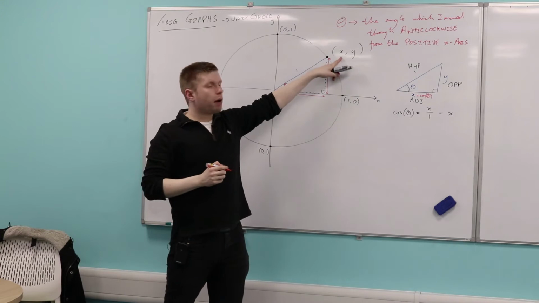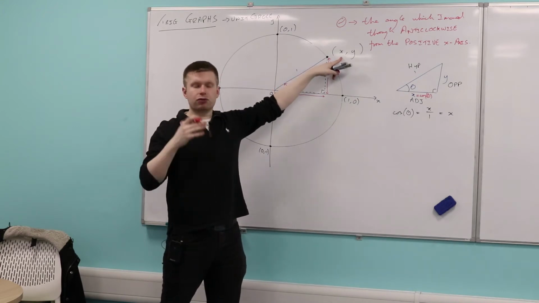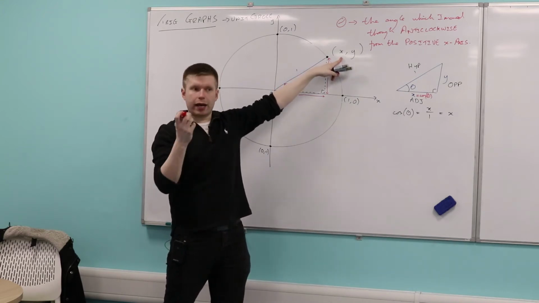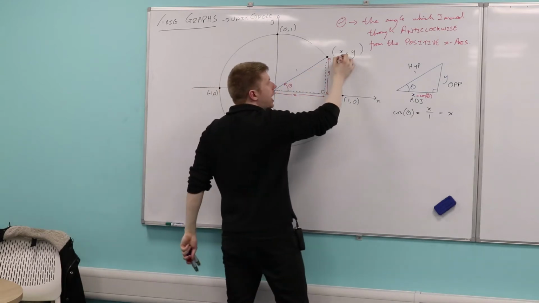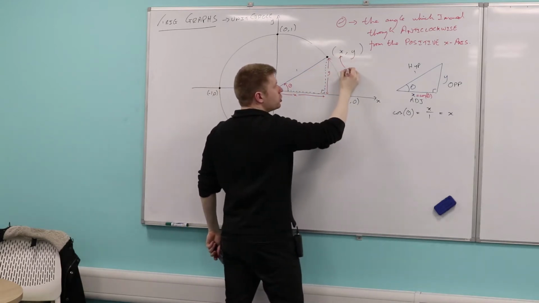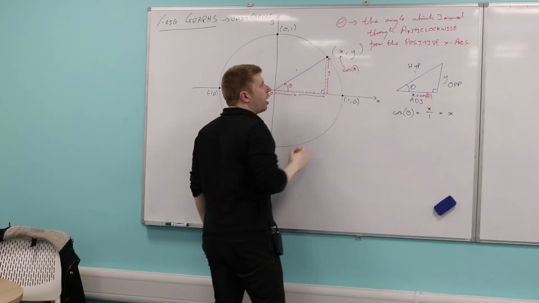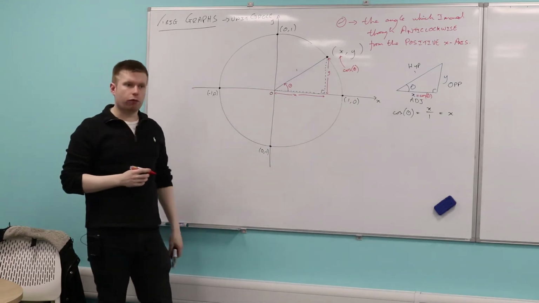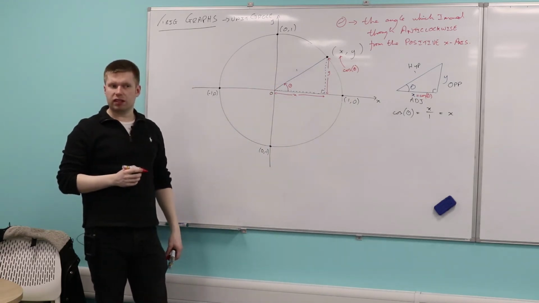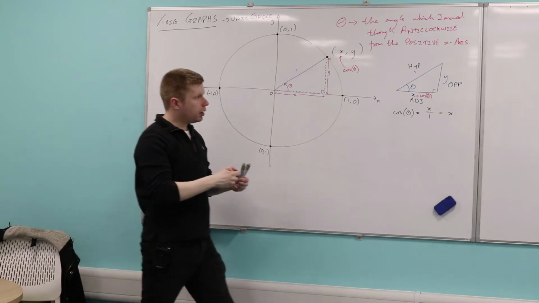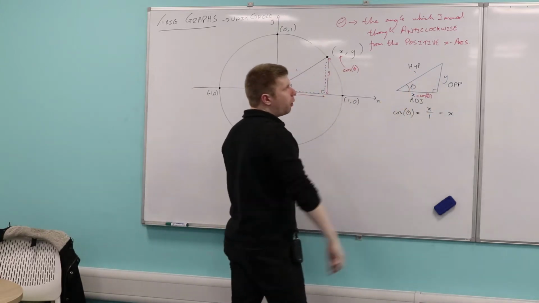Which means that when I come up here, I don't have to write x as my coordinate anymore. I can say that x is just the cosine of whatever angle I've moved through. Make sense? Okay.